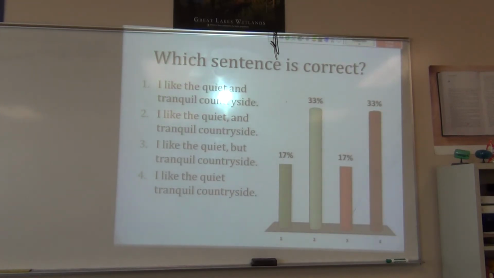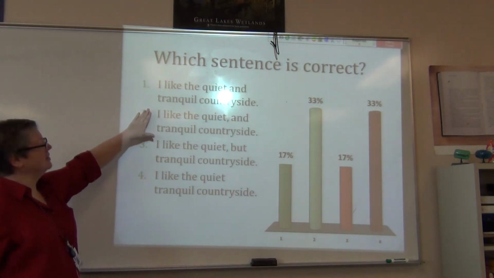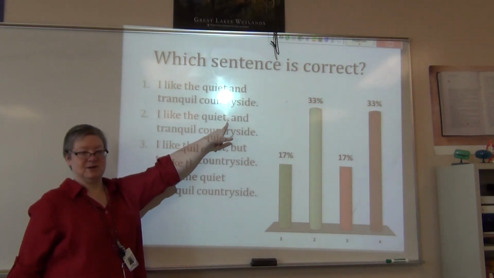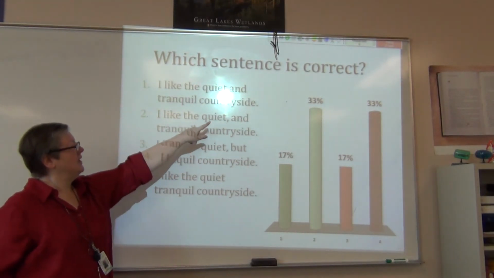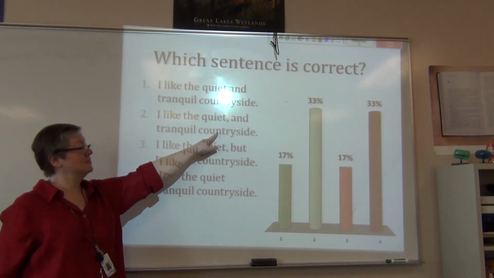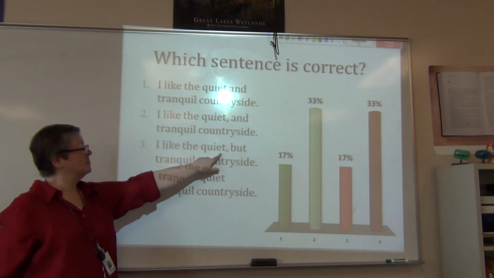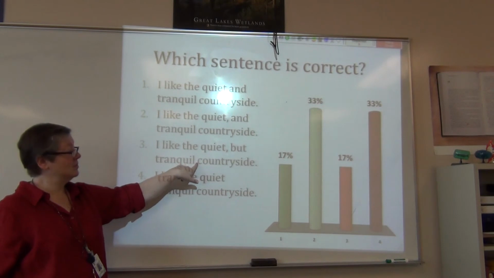The correct answer is number 1. Okay, so the question, what's going on with the other ones? So here, you got, I like the quiet and tranquil countryside with a question mark, or a comma. Well, you can't have the comma with the and because there's no subject and verb here. So it's not a compound sentence, okay? Down here, same problem. You could use the but if there was a subject and verb here. There's not. That doesn't work.